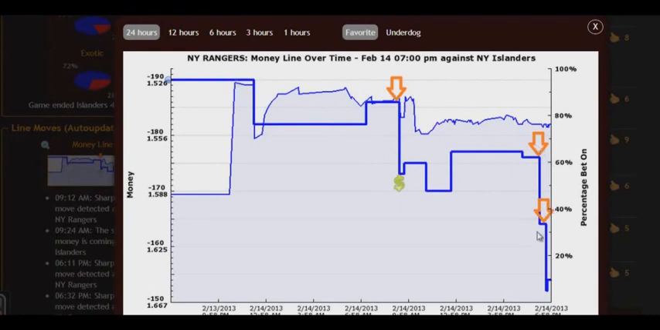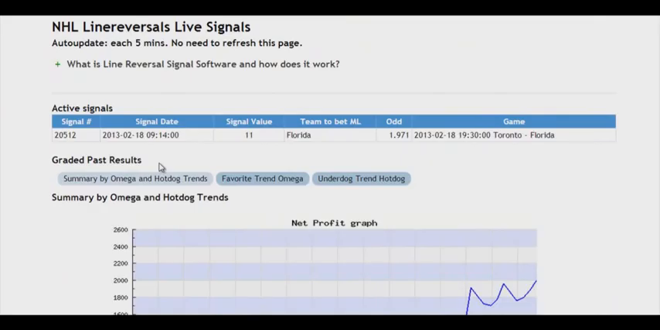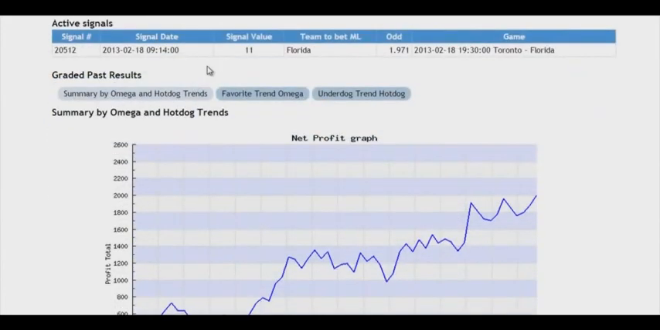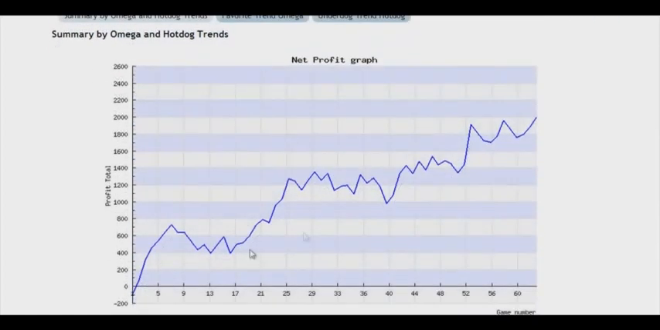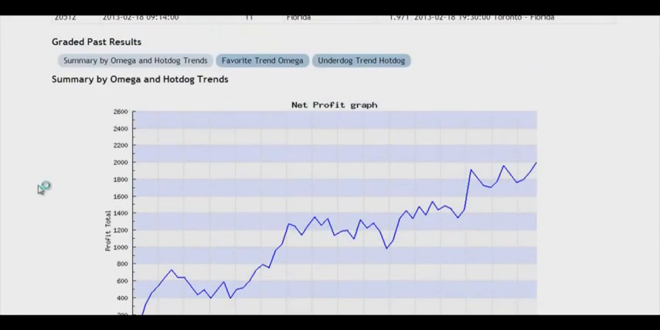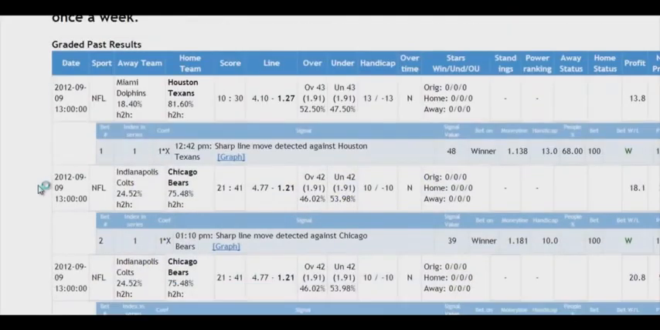In conclusion, I'd like to say that Zcode VIP members get a special additional tool which produces automatic signals in real-time mode. The arrows that I showed you earlier generate bets. According to these arrows, the system makes a bet. Now in this case, we can see that the NHL season has just begun, but the system Line Reversals has already made a profit of $2,000. Not bad, huh?